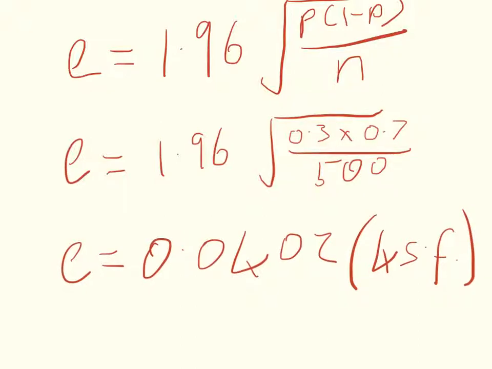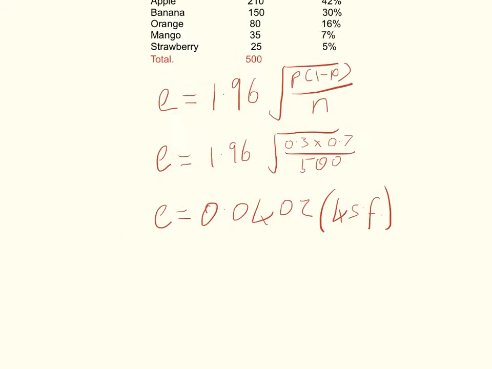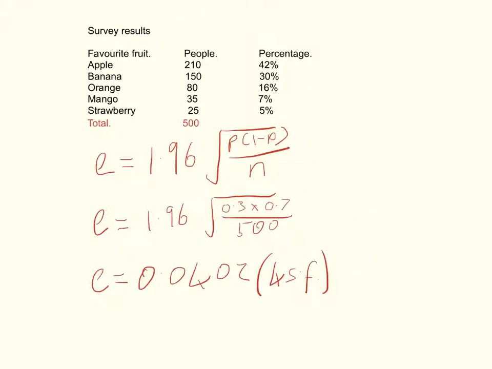Now let's look at what that actually means. That means that we can be 95% confident that the actual proportion of the population that likes bananas will be within 4.02% of 30%. In other words, the minimum it could be is 30 minus that. So the minimum would be 30 minus 0.0402.